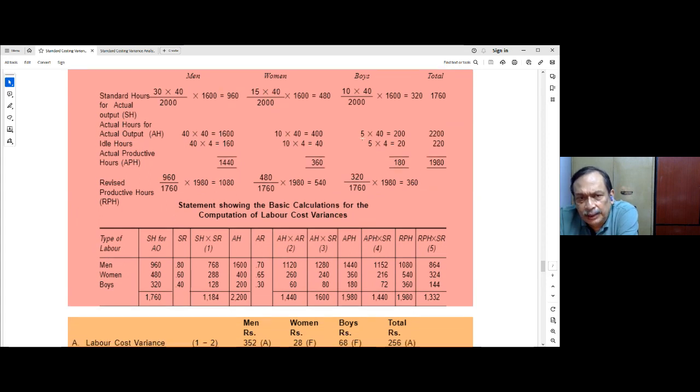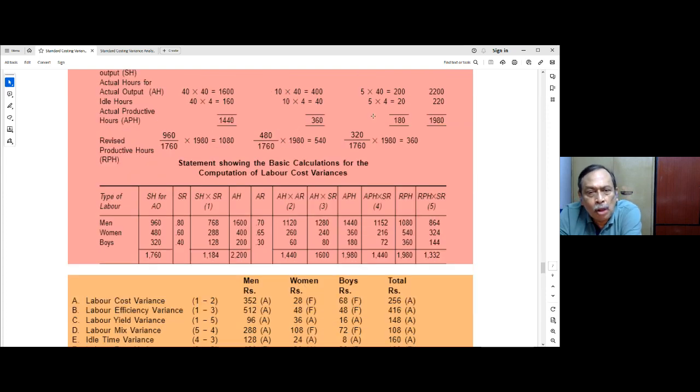and we are going to jot it down. That is 1080, 540, and 360. So revised productive hours into standard rate, we get it as number 5: 864, 324, and 144. It comes to 1332.